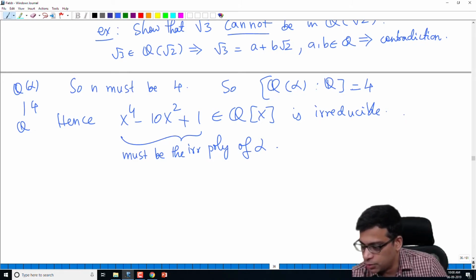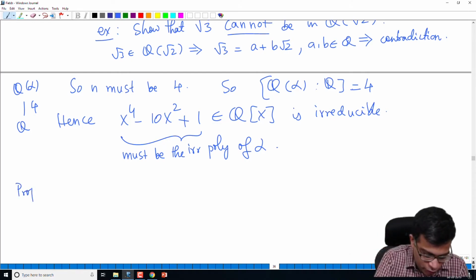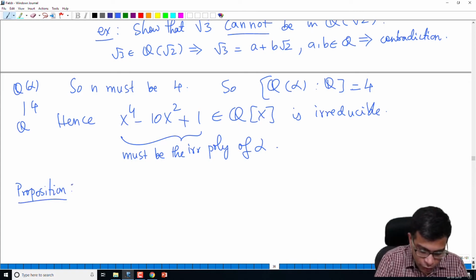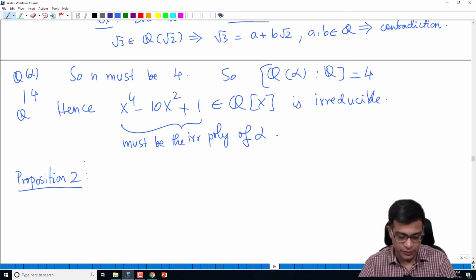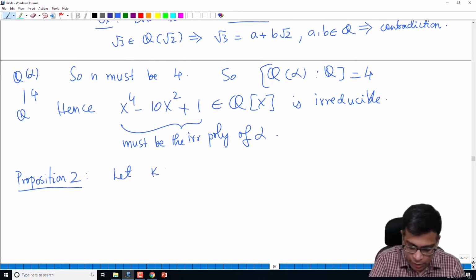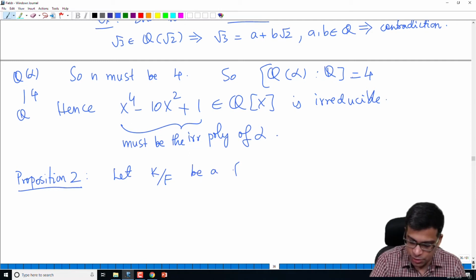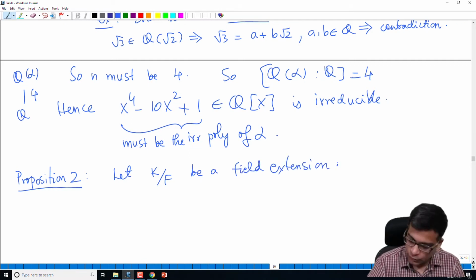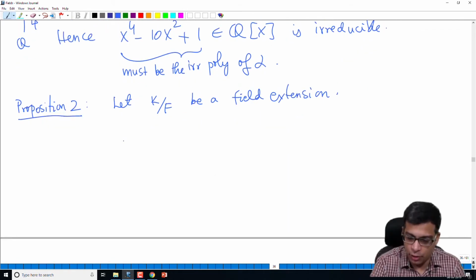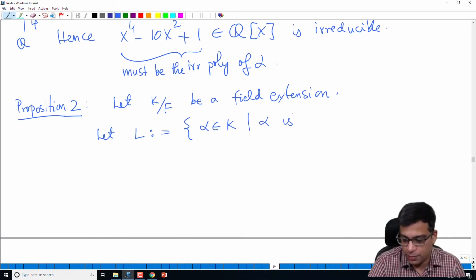So now let me do the second proposition that I want to do in this video, which is a very nice statement also, and it uses the results in the previous video. So let K over F be a field extension, any field extension. Now I am going to define a subset of K which contains F. So let L be all elements in K that are algebraic over F.